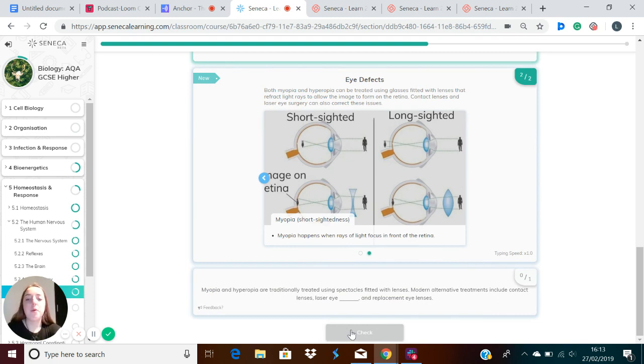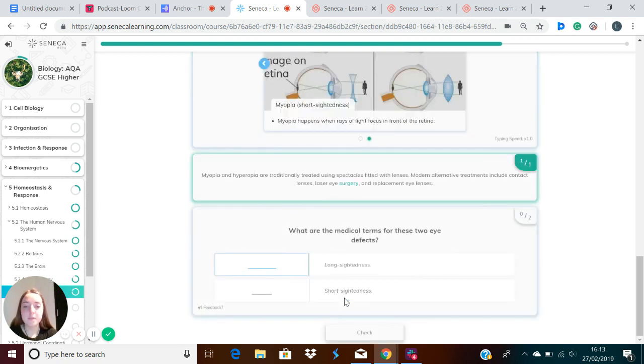Myopia and hyperopia are traditionally treated using spectacles fitted with lenses. Modern alternative treatments include contact lenses, laser eye surgery, and replacement eye lenses. So the terms we described before were the medical terms. So long-sightedness is called hyperopia, and short-sightedness is called myopia.